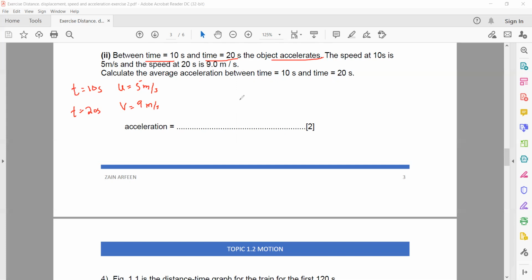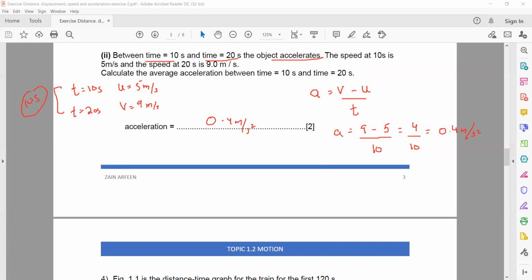Calculate the average acceleration. Average acceleration, total acceleration, they all have the same formula. Acceleration is the final velocity minus initial velocity divided by time interval. The final velocity is 9, initial velocity is 5, and the time interval from 10 seconds to 20 seconds is 10 seconds, so we'll write 10. So 9 minus 5 is equal to 4, and 4 divided by 10 is equal to 0.4 meter per second squared.